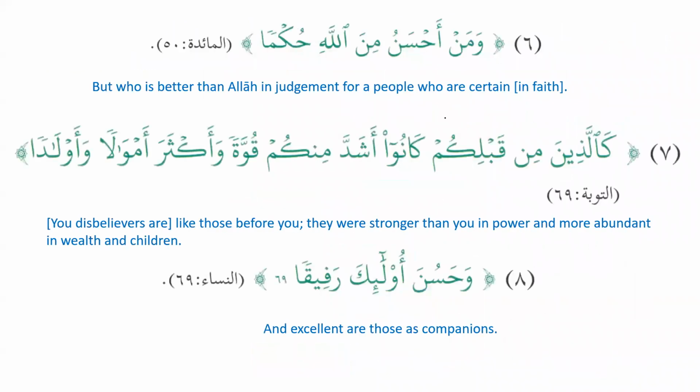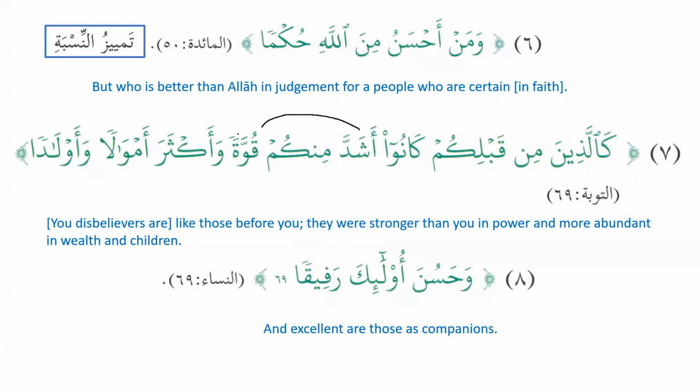وَمَنْ أَحْسَنُ مِنَ اللَّهِ حُكْمًا. But who is better than Allah in judgment for a people who are certain in faith? We don't have weight, we don't have number, we don't have any measurement, right? So it will be a nisbah. Okay, excellent.